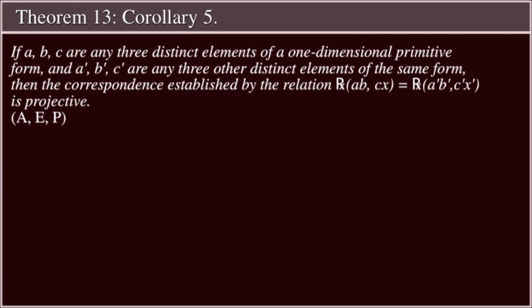Corollary 5. If A, B, C are any three distinct elements of a one-dimensional primitive form, and A', B', C' are any three other distinct elements of the same form, then the correspondence established by the relation R(AB, CX) = R(A'B', C'X') is projective. Assumptions A, E, and P.